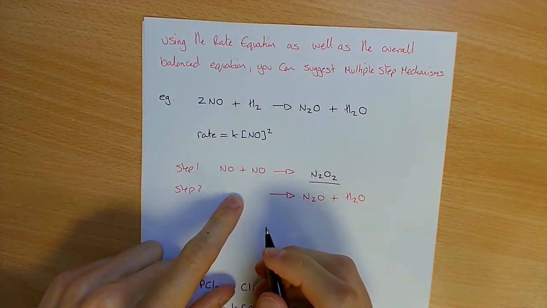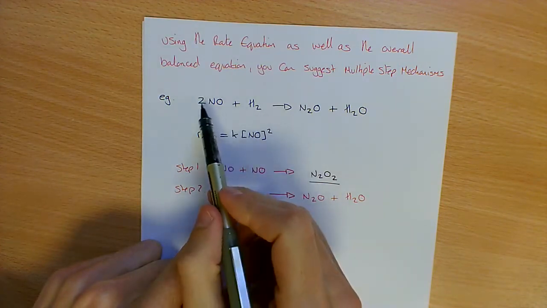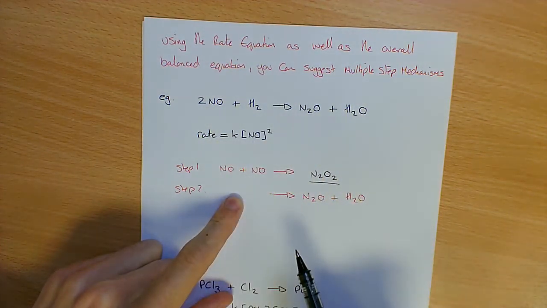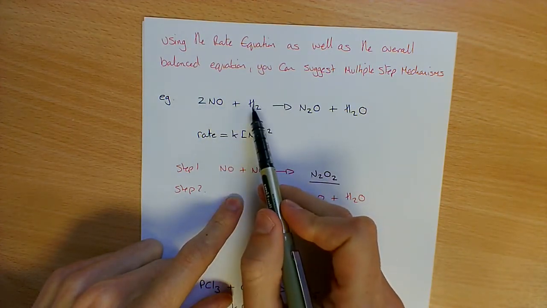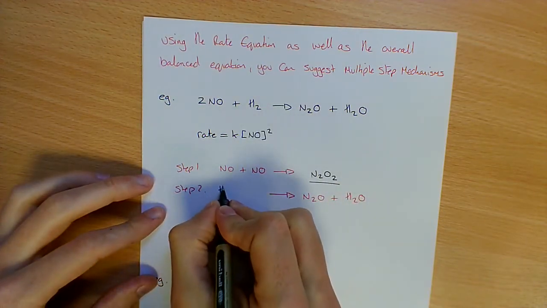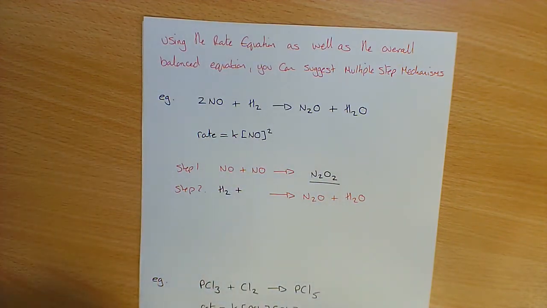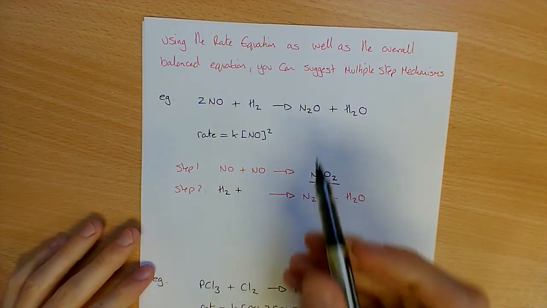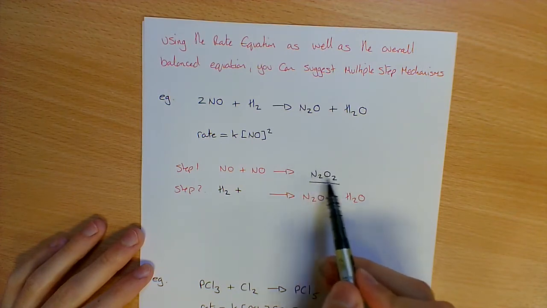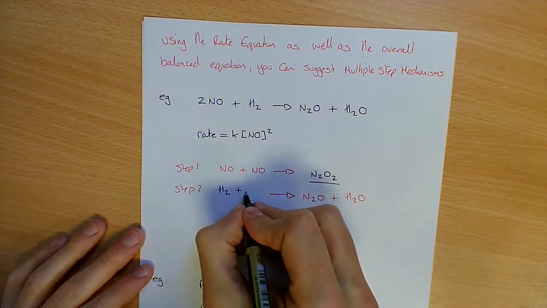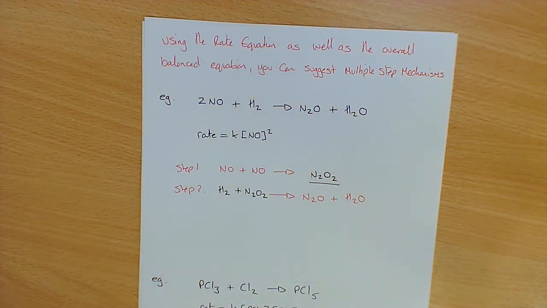Now, what's going to go here? You've got to make sure that you've used up all of the same reactants as you had in the original equation. So we've got 2NO, which we've already used, but we've got a hydrogen that we haven't used, so that needs to be used up in this step. And you have to make sure that you've used up any intermediates that aren't going to be final products. So our final products are N2O and H2O. Our N2O2, or whatever you've put here, is an intermediate that needs to be used up. So we're going to put that here. And we've now proposed a mechanism for this reaction.